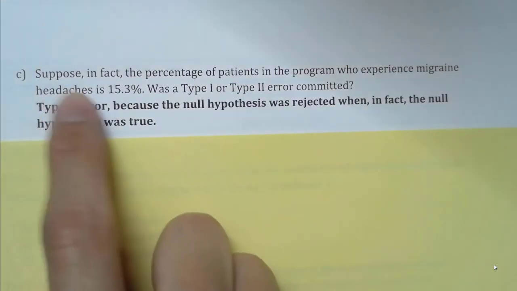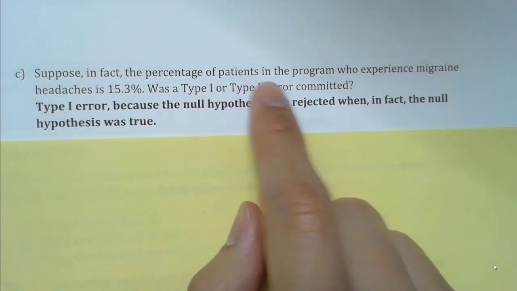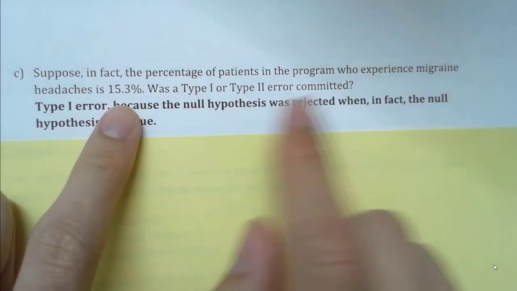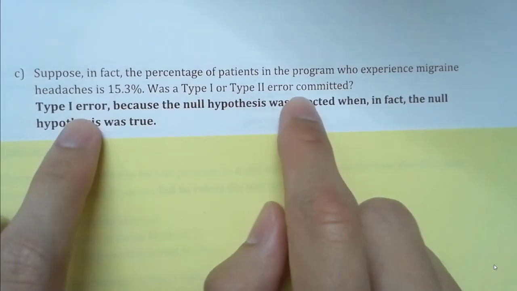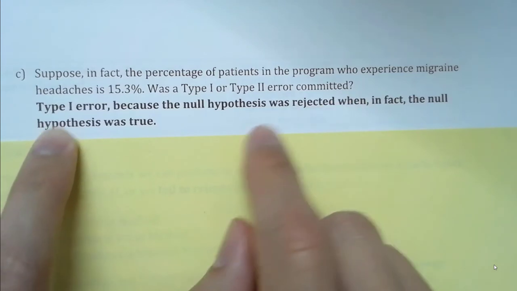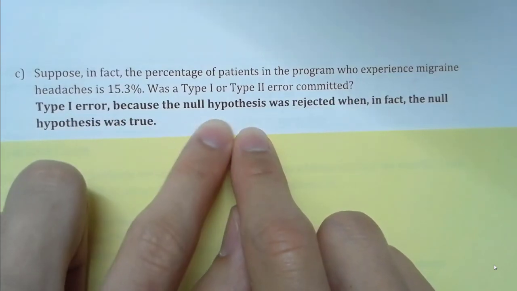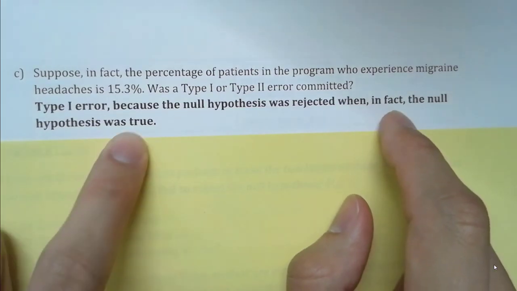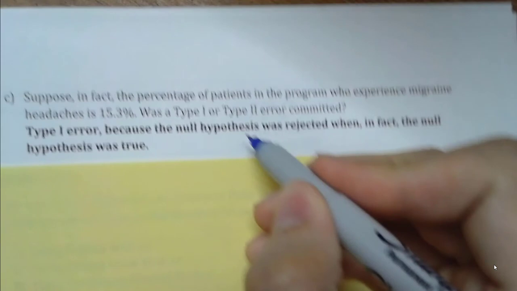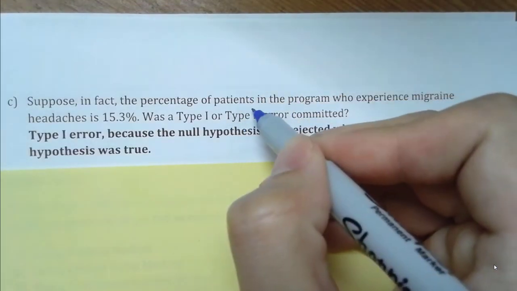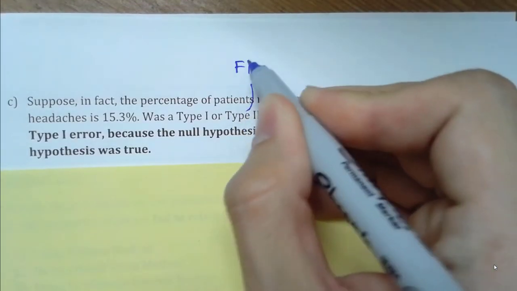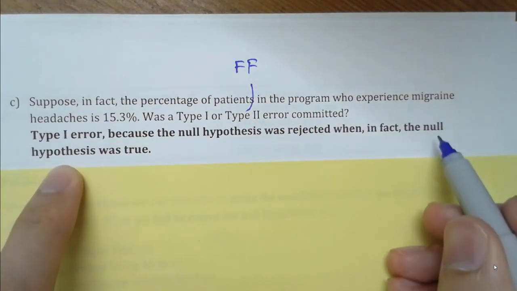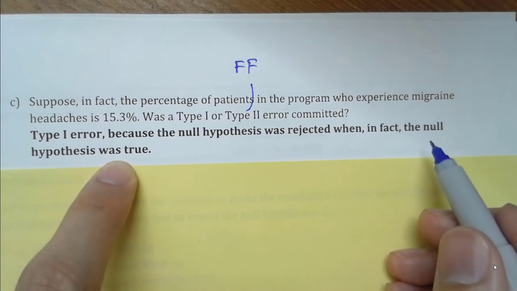And then part C, suppose in fact the percentage of patients in the program who experience migraine headaches is 15.3%. Was a type 1 or type 2 error committed? Now this is a type 1 error because the null hypothesis was rejected when in fact it was true. Remember, type 2 has the what? Has 2 Fs. Fail to reject when it is false. But we know that the null hypothesis was true.